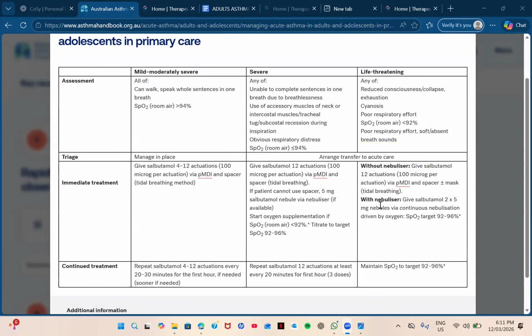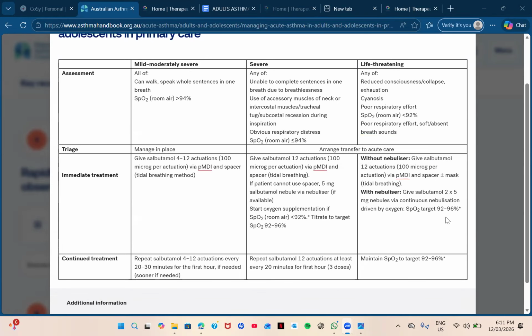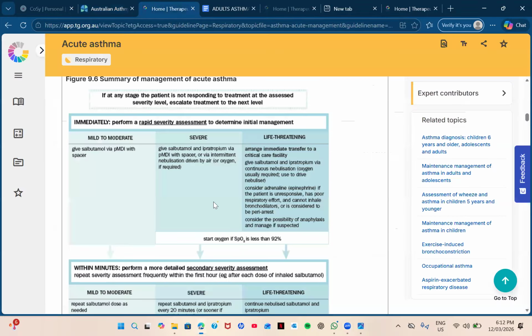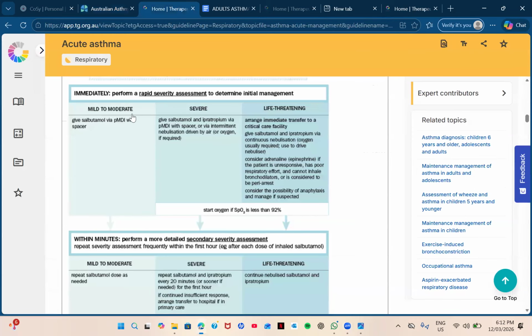So anyway, we have to transfer for acute care management. And here, without a nebulizer, give salbutamol 12 actuations via PMDI and spacer with or without mask. With a nebulizer, give salbutamol 2 to 5 milligrams nebulized via continuous nebulization driven by oxygen, SpO2 target 92 to 96. The same thing, doctor. Here, that is the teaching, okay. So that is the rapid severity assessment and rapid treatment.